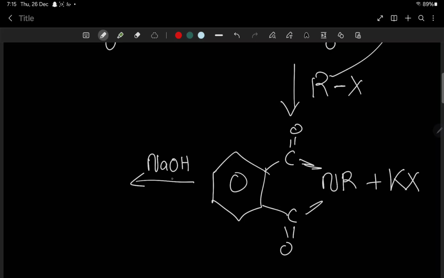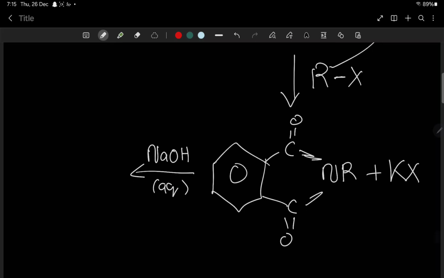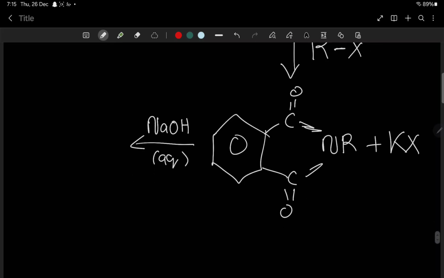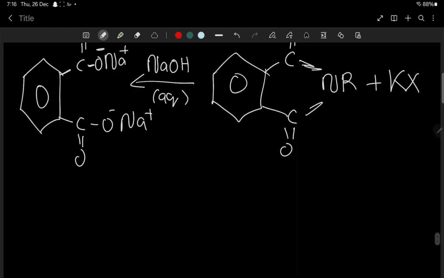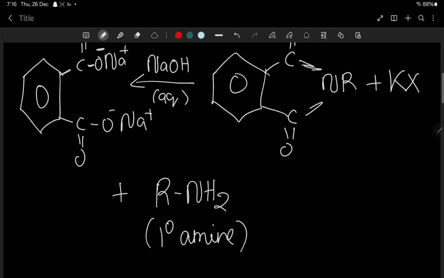Now add NaOH, aqueous NaOH. In aqueous medium, please note, we get C double bond O Na plus, O minus, the disodium salt of phthalic acid. It breaks away from there, and the left thing is what? RNH2. This is what? A primary amine. Only a primary amine can be prepared.